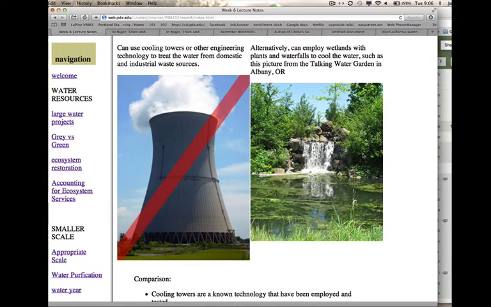Alternatively, like we saw, if you took 101, or if you know about this in Albany, they have the Talking Water Gardens. Instead of using a cooling tower, they used a series of ponds with natural flow between them, some pumping, and a lot of vegetation, and this cools the water down so that when it flows back into the Willamette River, it's cool to the temperature that they need it for the fish and other organisms in the river.